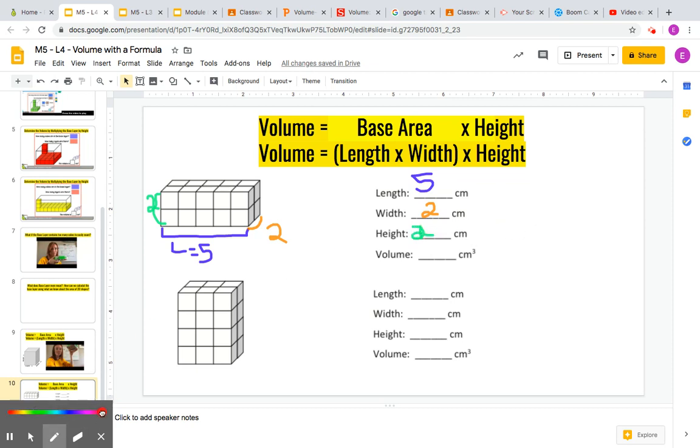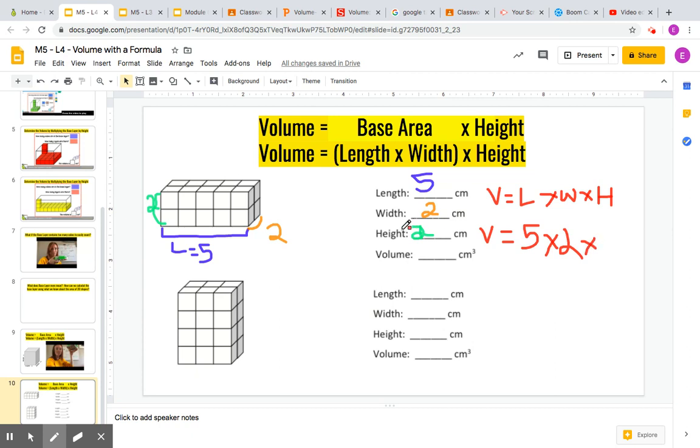But now we need to figure out our volume. We know volume equals length times width times height. So we're going to put in our numbers. Volume equals, my length was 5. We have 5 times my width was 2 times my height, which was also 2. So we have 5 times 2 is 10 times my other 2 is going to get me 20. So my volume is 20.